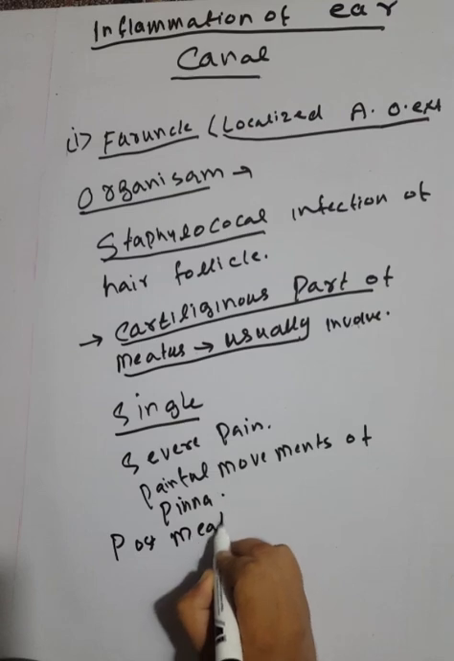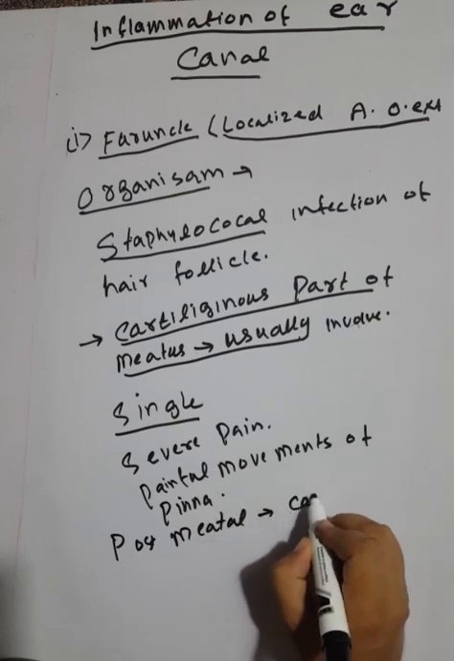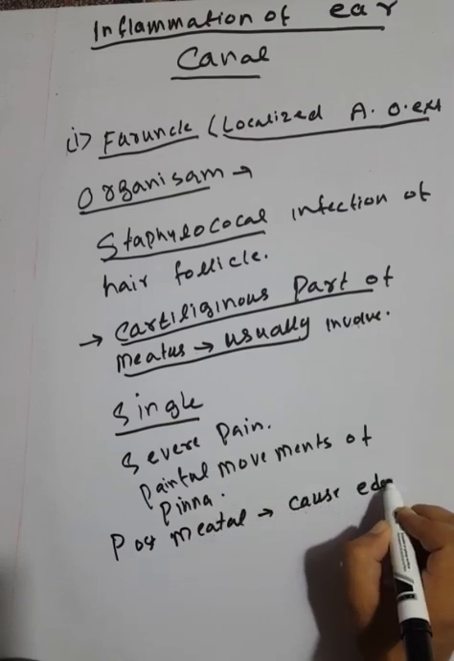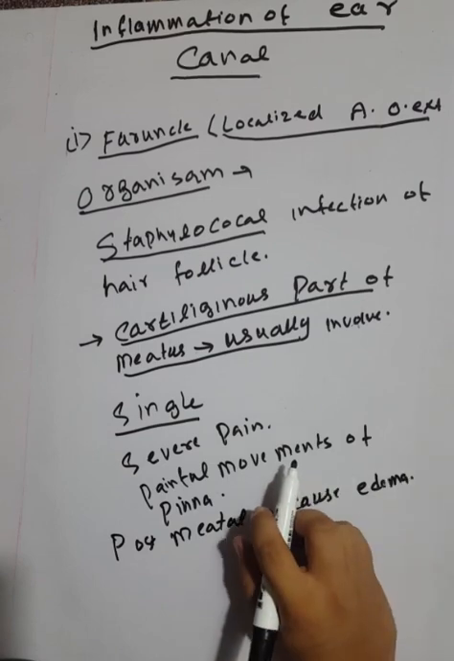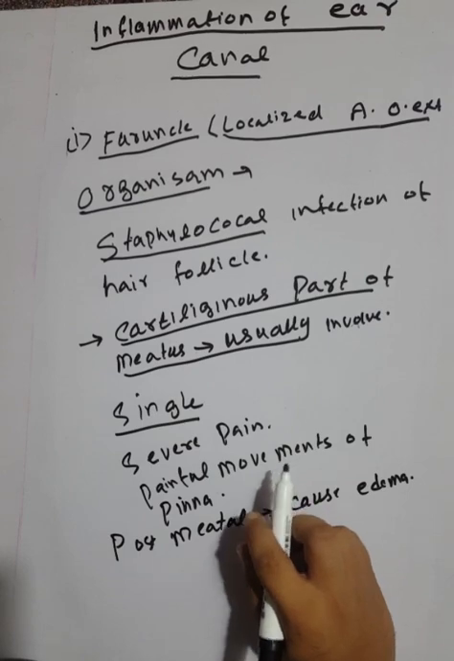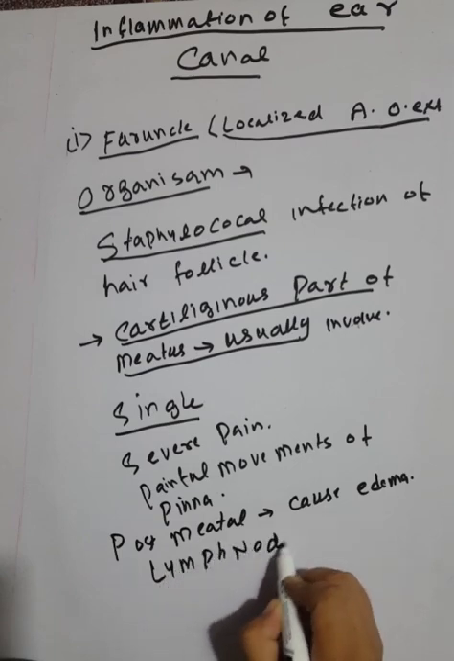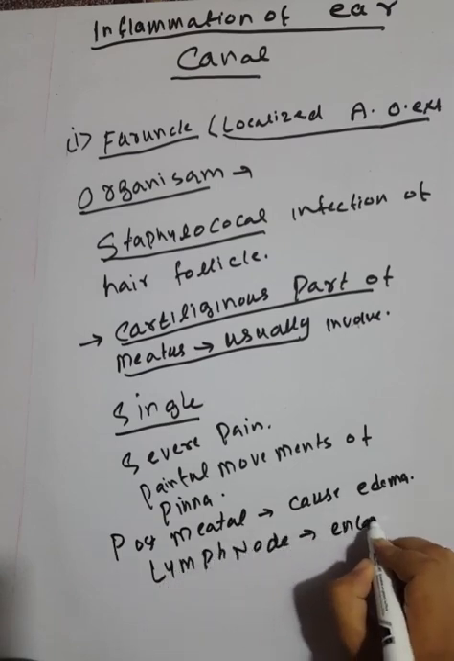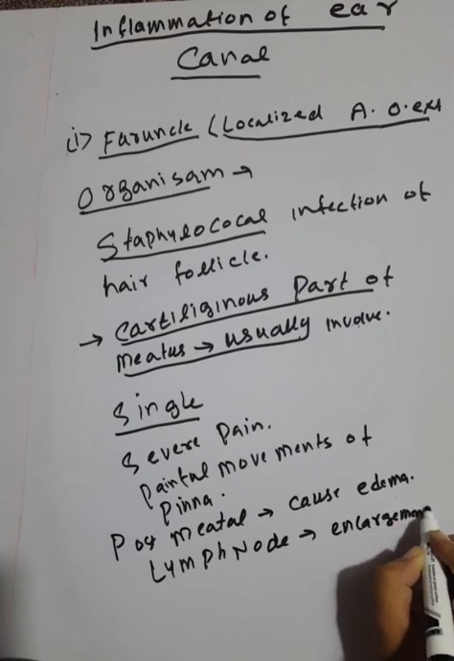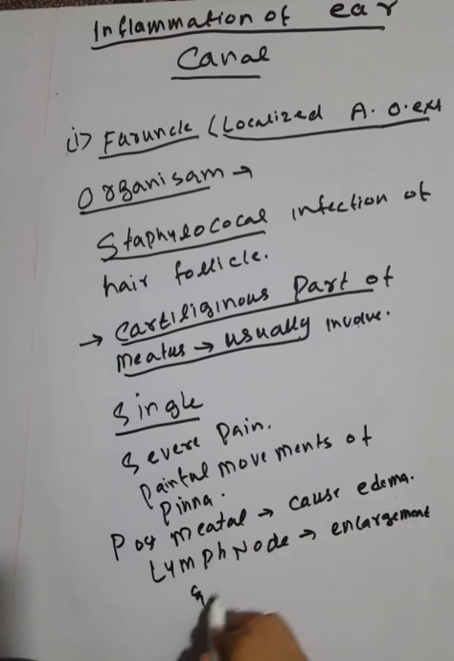A furuncle of the posterior meatal wall causes edema over the mastoid with obliteration of the retroauricular groove. The lymph nodes may also be enlarged and tender.